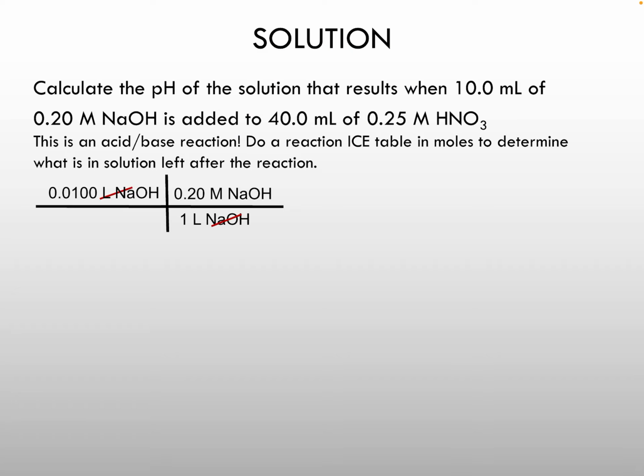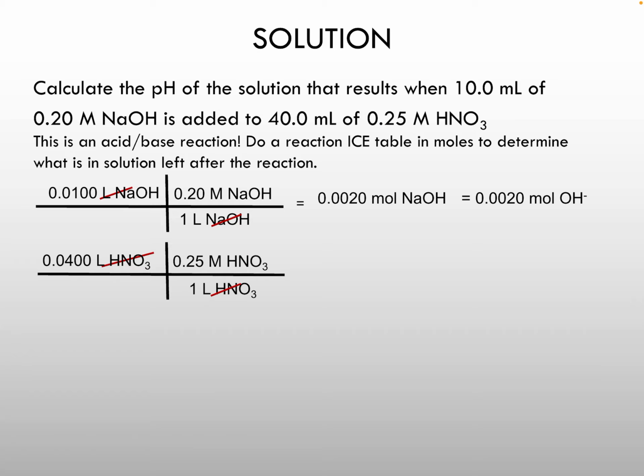So we'll do our base first. We'll multiply our milliliters times our molarity. We'll get our moles. And then remember, it's a strong base, so it completely dissociates, so we can use that as our concentration of hydroxide. Then we'll do the same thing for our nitric acid, and we'll get our moles of nitric acid. Nitric acid is also a strong acid, so we can use that as our concentration of our hydrogen ion.